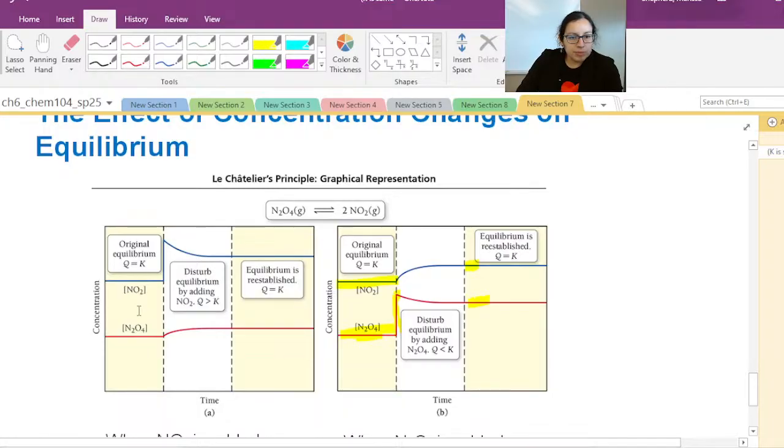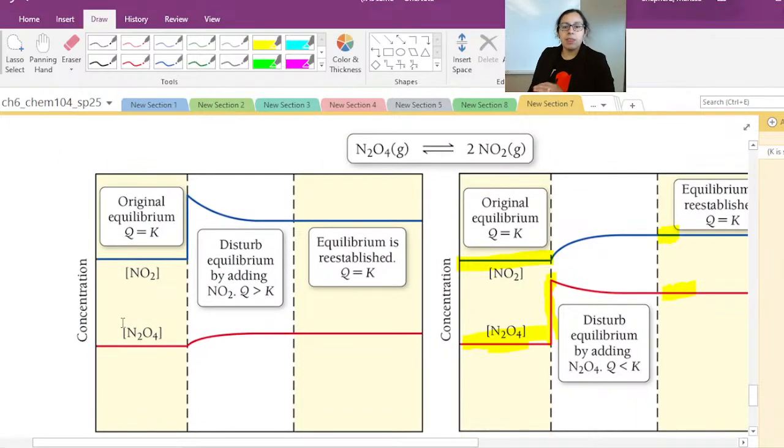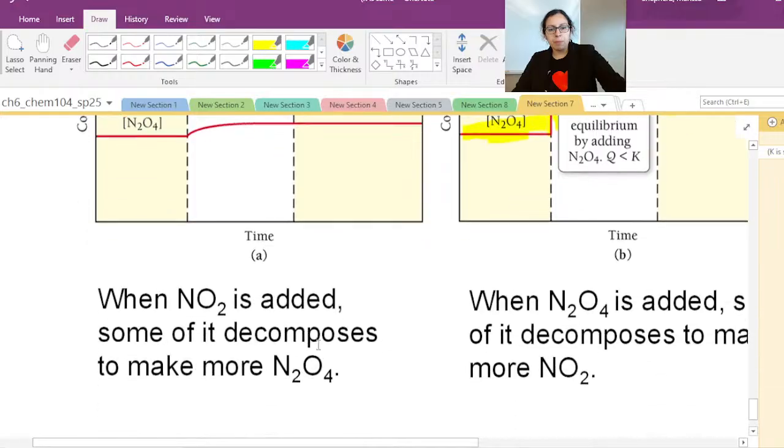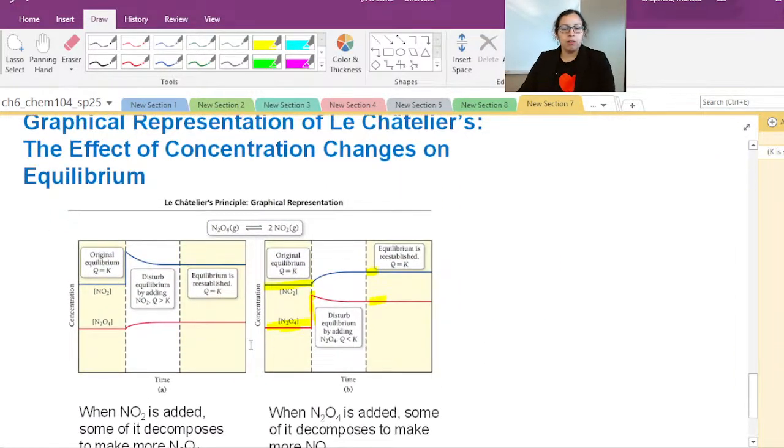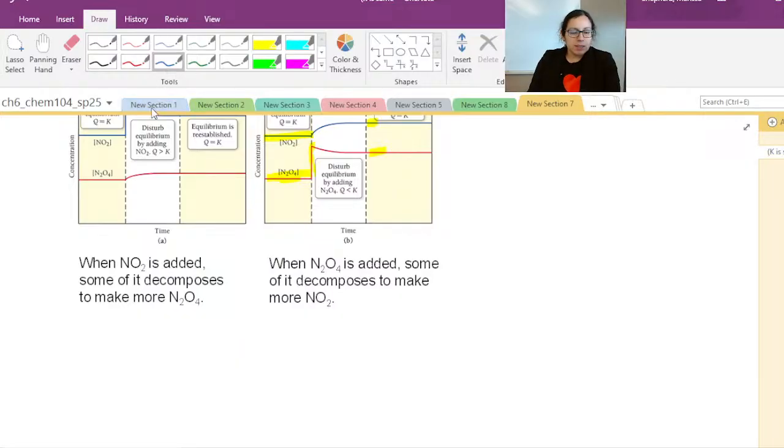So we can look at this one. In this other scenario, now we've added more product. So again, we've artificially doped it. Now it's going to make more N2O4, of course, and drive that reaction forward until equilibrium is established. And so the practical use of this tends to be for condensation reactions.